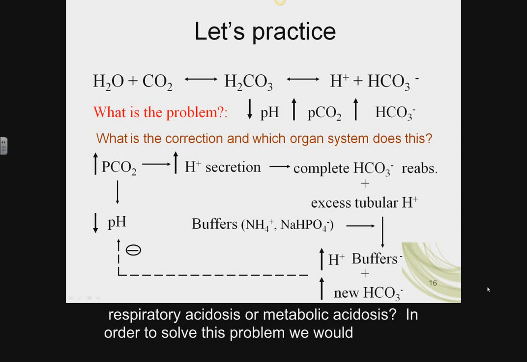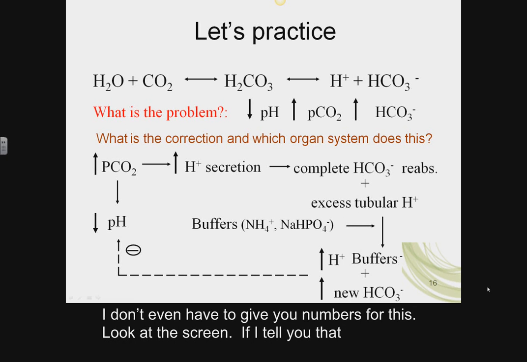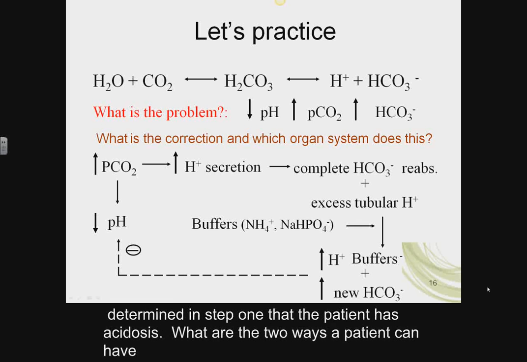In order to solve this problem, we would need to look at the patient's partial pressures of carbon dioxide and their milliequivalents of bicarbonate. Hey, I don't even have to give you numbers for this. Look at the screen. If I tell you that carbon dioxide levels are elevated and bicarbonate levels are elevated, we already determined in step 1 that the patient has acidosis.